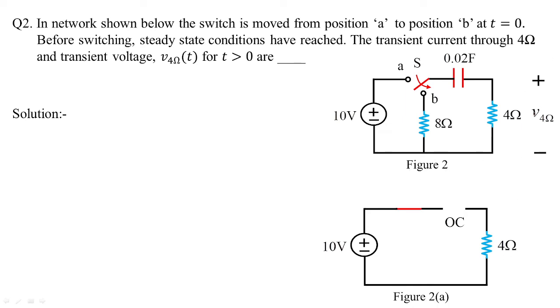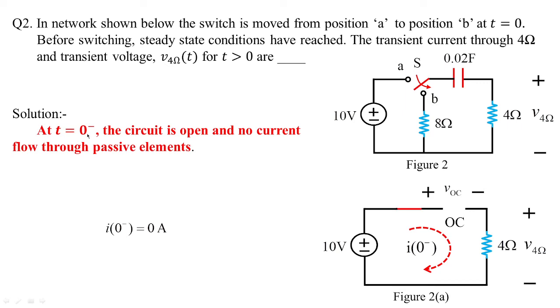This 4 will remain as it is, and we need to find out the voltage across the capacitor and the voltage across 4 ohms when current i of 0 minus is flowing before switching. Okay, since it is an open circuit, the current is 0. Naturally, when the circuit is open, current will not flow. So that is why the current value is 0.